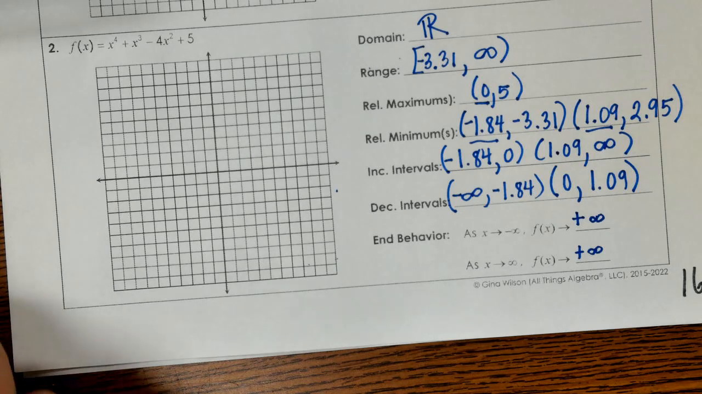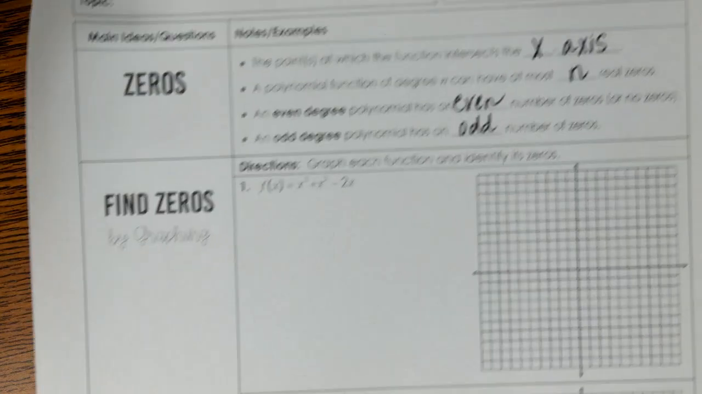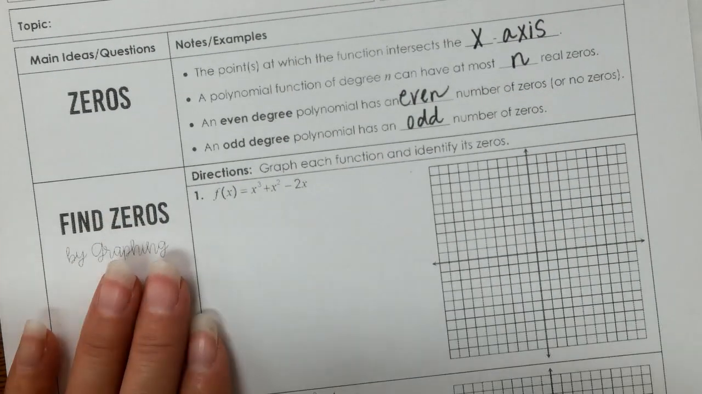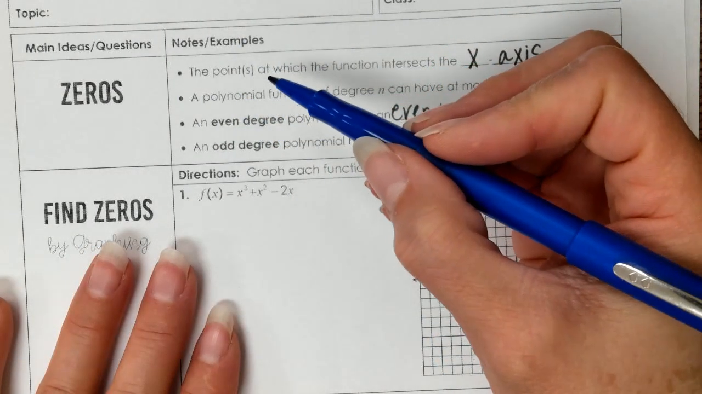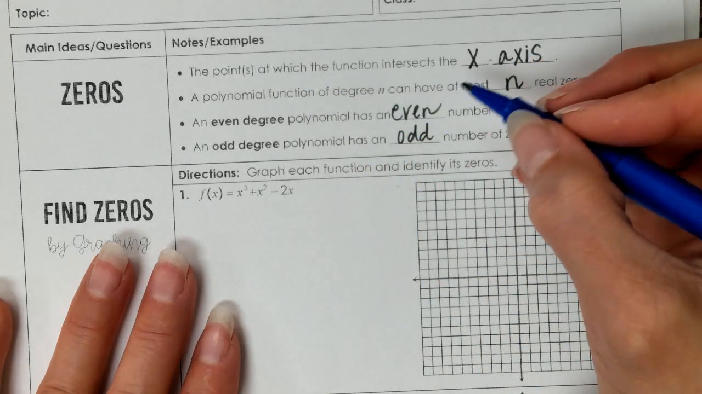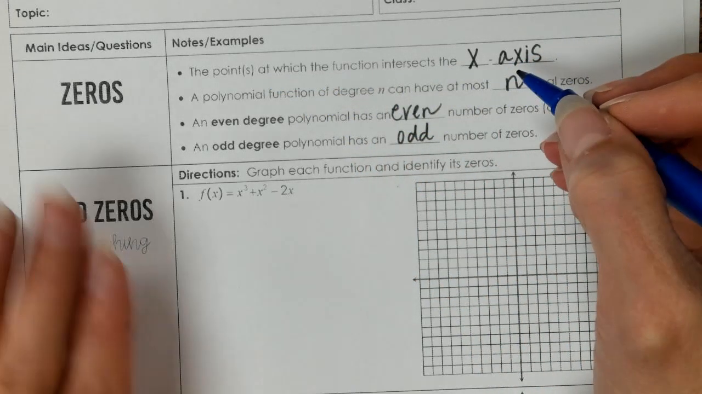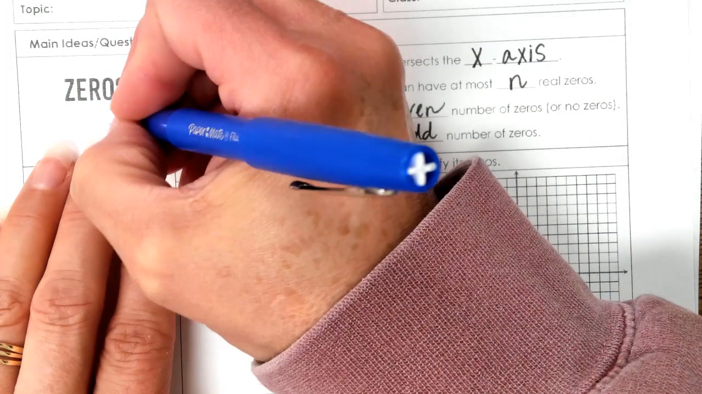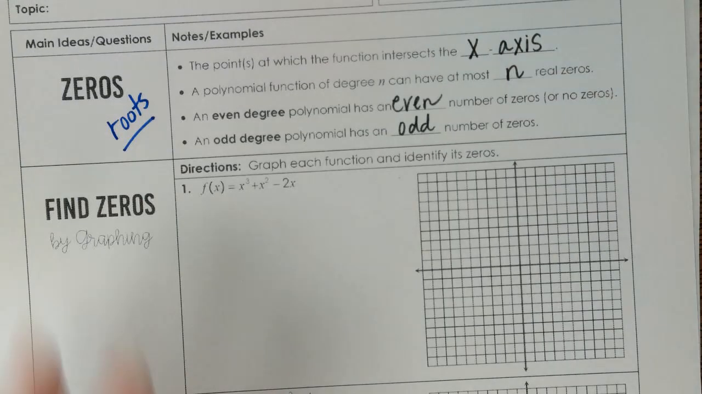I'd like you to move over to page 18. And looking at your page 18, it talks about the zeros of a function. And the zeros are the points or point at which the function intersects the x-axis. I told you before when we were talking about this, they are the x-intercepts. Sometimes they call them roots. Sometimes they call them solutions.